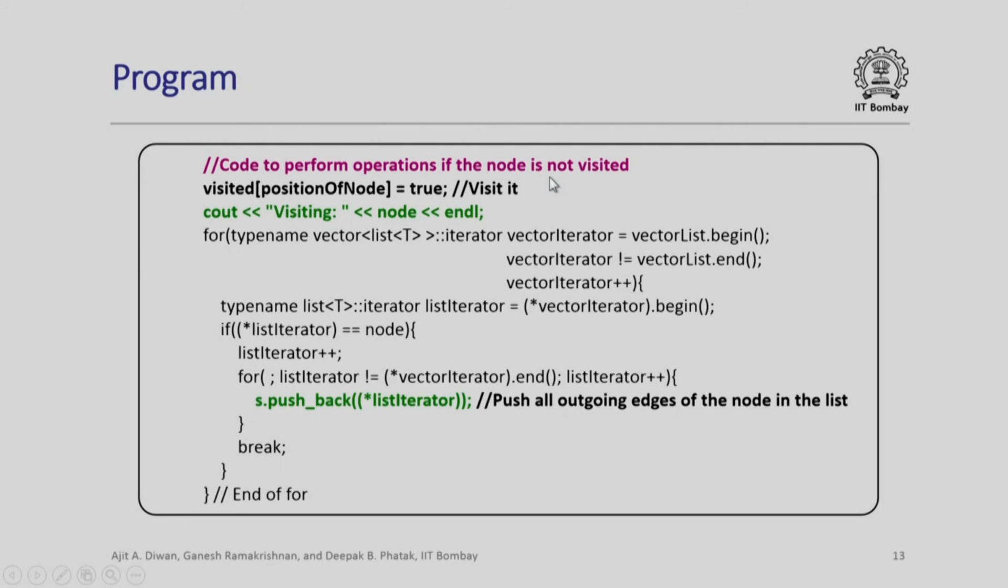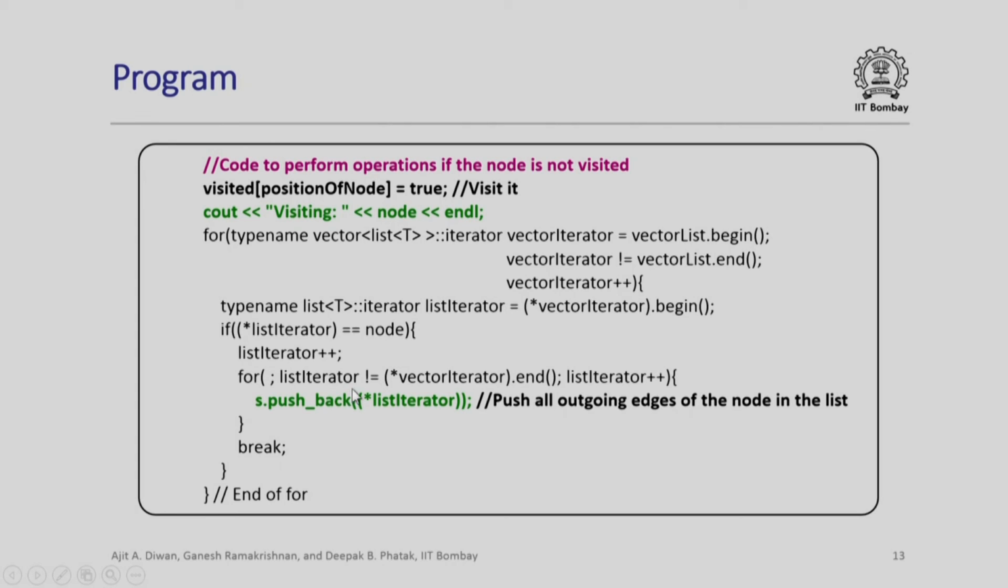Now if the node is not visited, we have to first mark that it is visited. So the visited array we convert from false to true. That means we are visiting it. Now what we are doing, we output that visiting node what we are visiting, and we run an iteration now. What are we doing in that iteration? We are going through that list, and in that list we set iterator to begin. Now if that point is equal to the node, then we set list iterator plus plus, and we will run an iteration on that list associated with that.